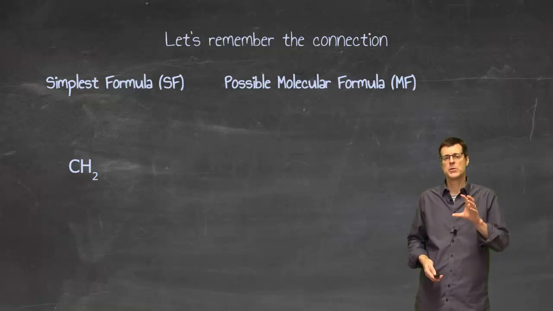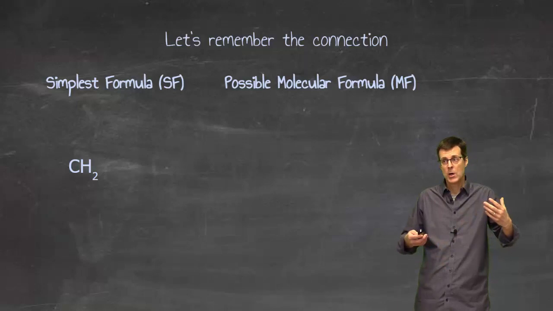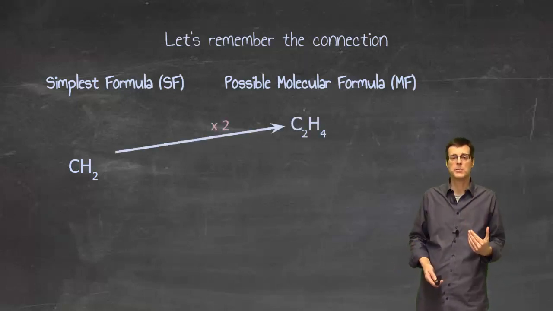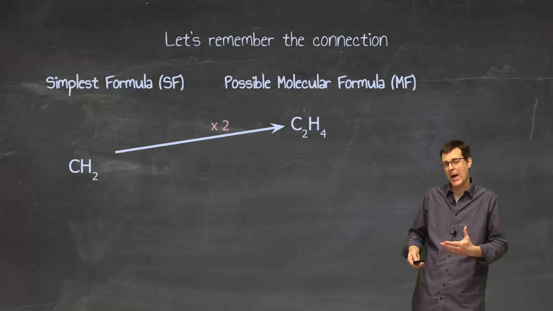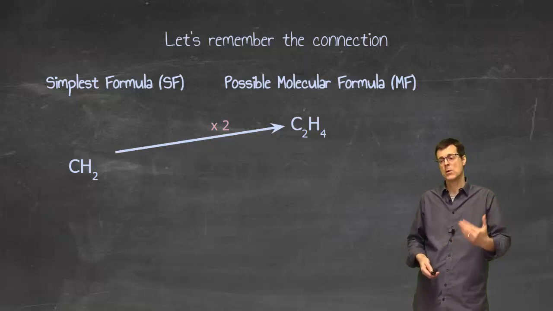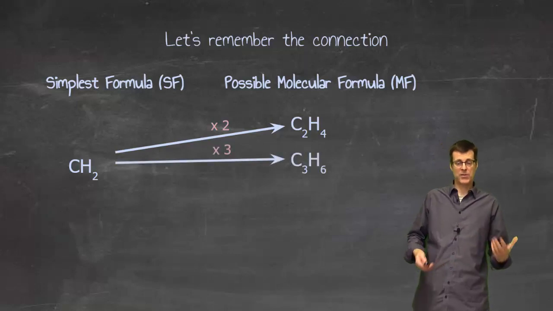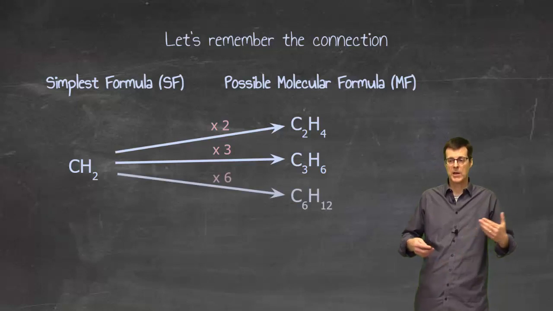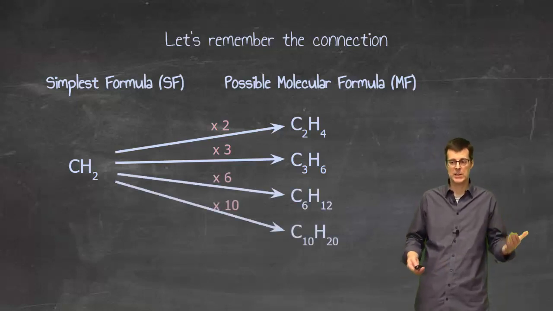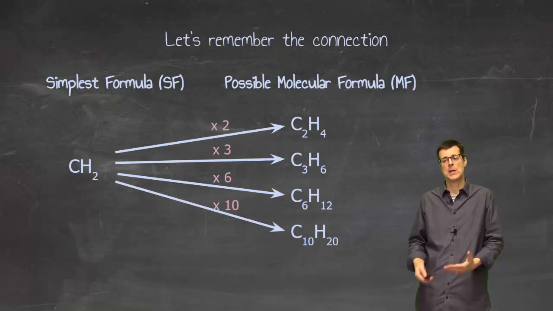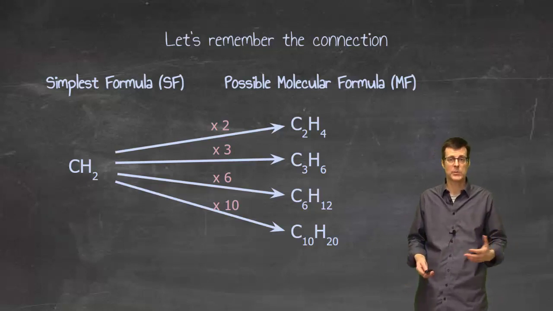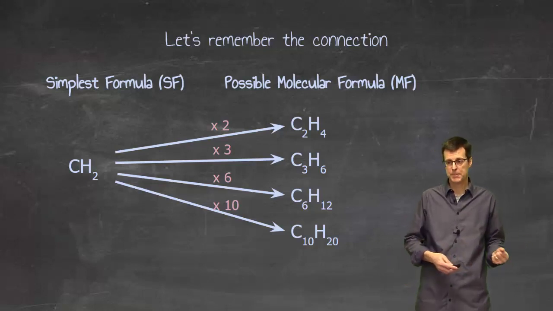If I think about the simplest formula as a building block, I can have one of those, 2, 3, 4, 5, 6, and so on. So if I had two of those building blocks, two of those simplest formulas, my actual molecular formula would be 2 carbons and 4 hydrogens. If I had 3 of those blocks, I would have 3 carbons, 6 hydrogens. If I had 6 of those blocks, my chemical formula would be C6H12, and finally if I had 10 of them, it would be C10H20. Now what's important to realize is that all of these possible molecular formulas have the same simplest formula.